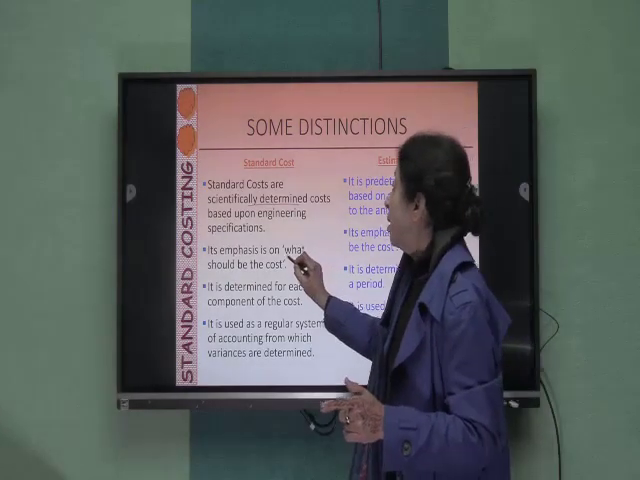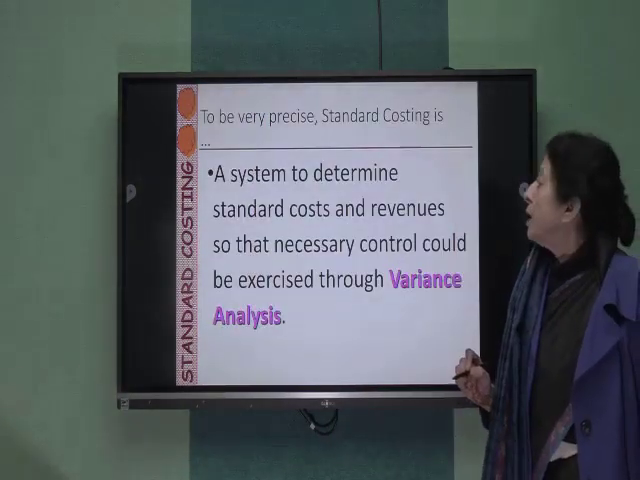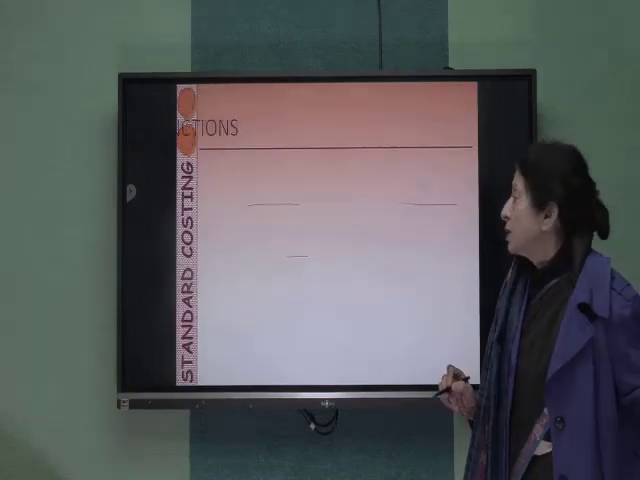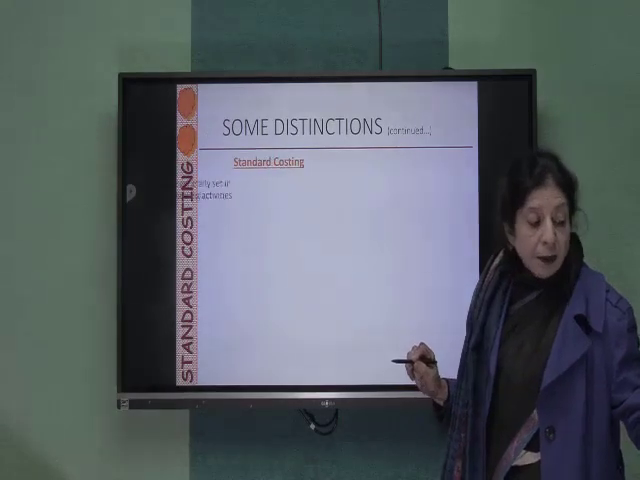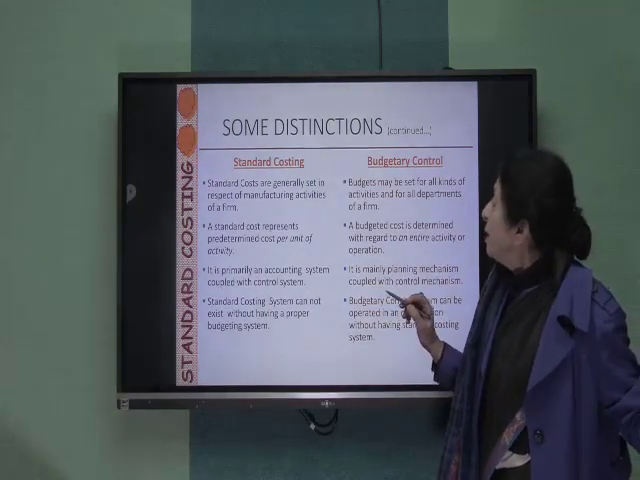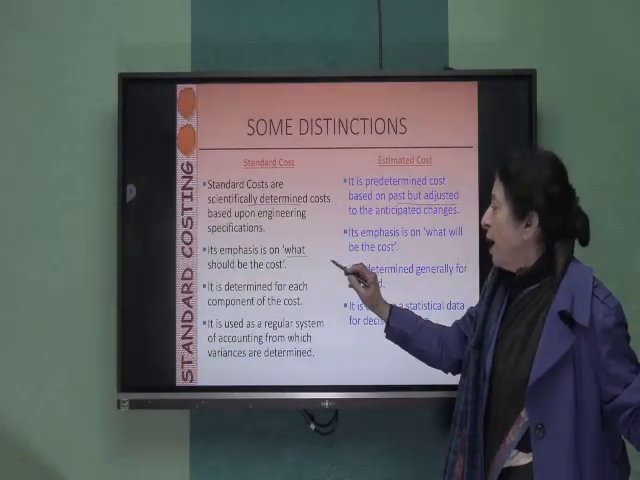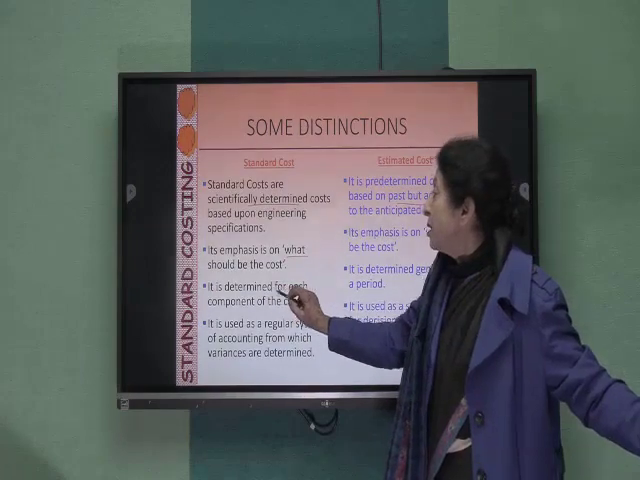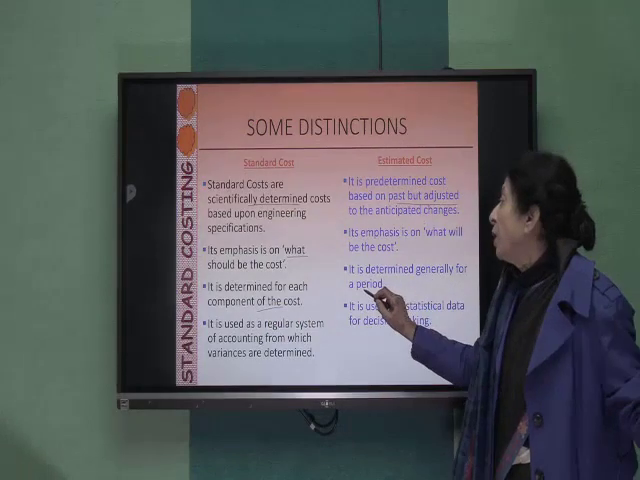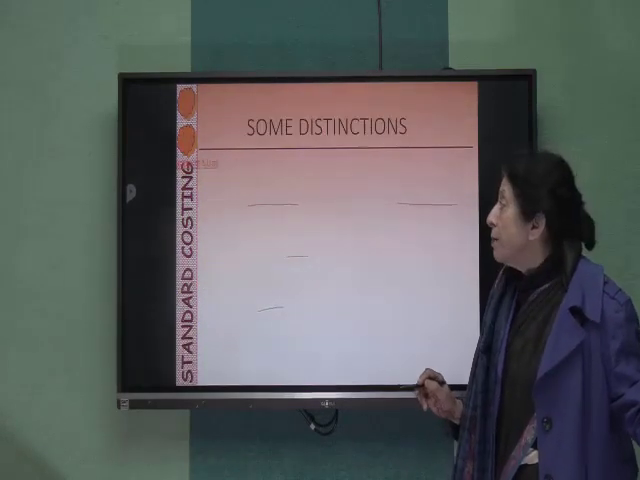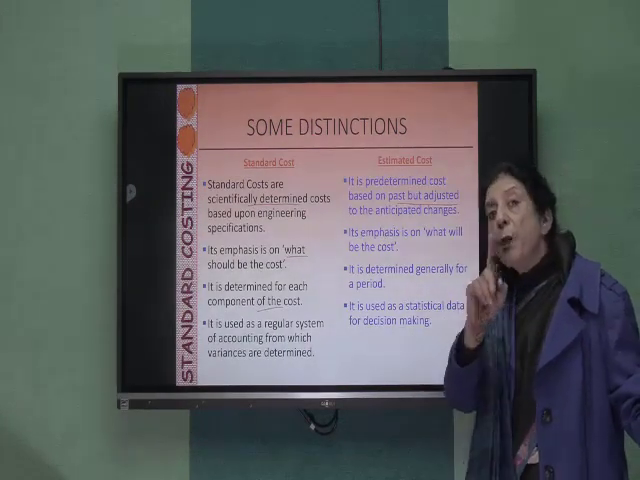But here it is what should be the cost. But in the previous case, it would be what would be the cost. Now remember, in the case of the estimated and the standard cost, it is determined for each component of the cost. While here it is for a period of time. Please remember that it is for a period of time, while the standard is per unit.